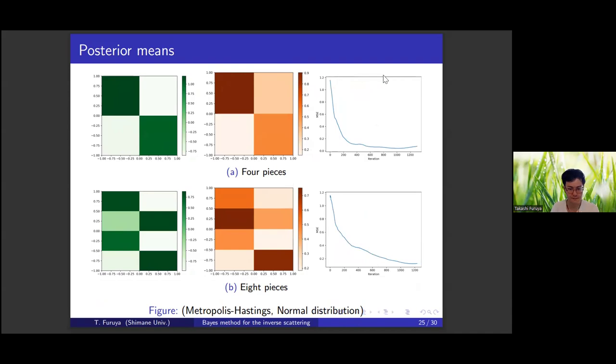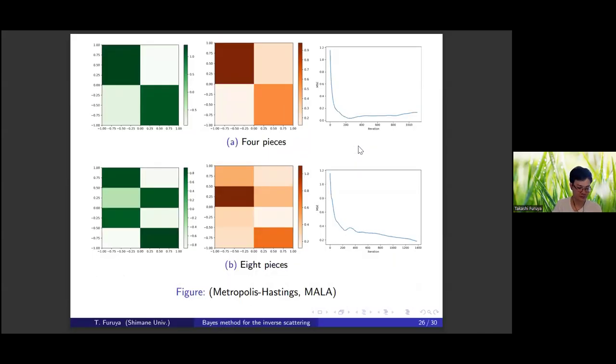This graph shows the error between the posterior mean and the reconstruction, and this axis is the iteration. If there are many iterations, the error goes to zero, as we can observe. This is Metropolis-Hastings with a normal distribution. The next one is Metropolis-Hastings with MALA.